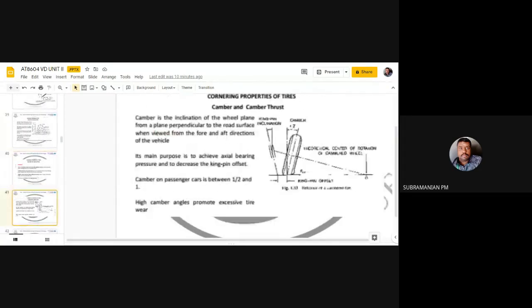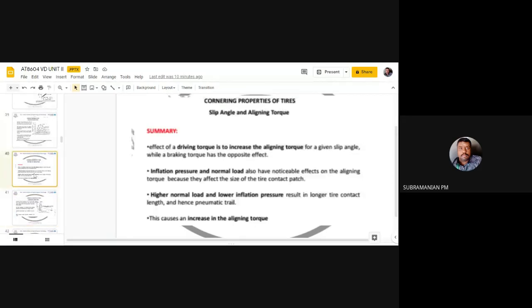After this, in the next class we'll be discussing camber and camber thrust. So please note this down. The effect of driving torque is to increase the aligning torque for a given slip angle, whereas braking torque has the opposite effect. When I'm making a turn, the driving torque will assist me to increase my aligning torque, but with braking torque the scenario will be different.